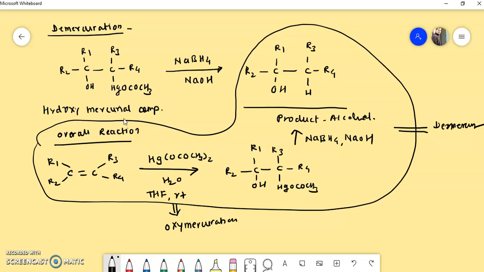So you will find that in the first step mercuration is there, that means addition of this Hg(OAc)2 takes place. That's why it is called oxymercuration. In the second step the mercury is going away, that's why it is called demercuration. Now we will see a few examples of this.